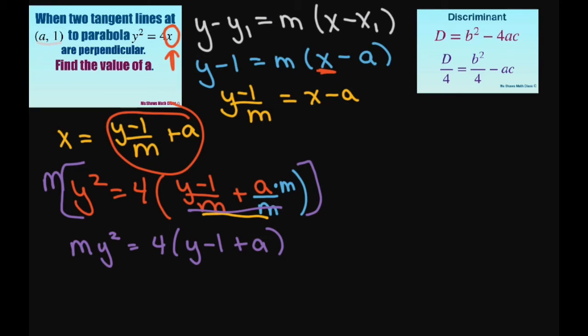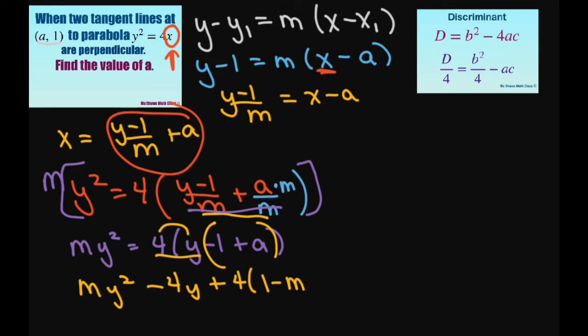Now let's move everything over to the left-hand side of the equation. So this is going to be m y squared, and then this is 4y, so it's going to be minus 4y. And then this goes together, so this is going to be plus 4 times (1 minus ma). There should have been an m right here. Sorry about that, I forgot that m.